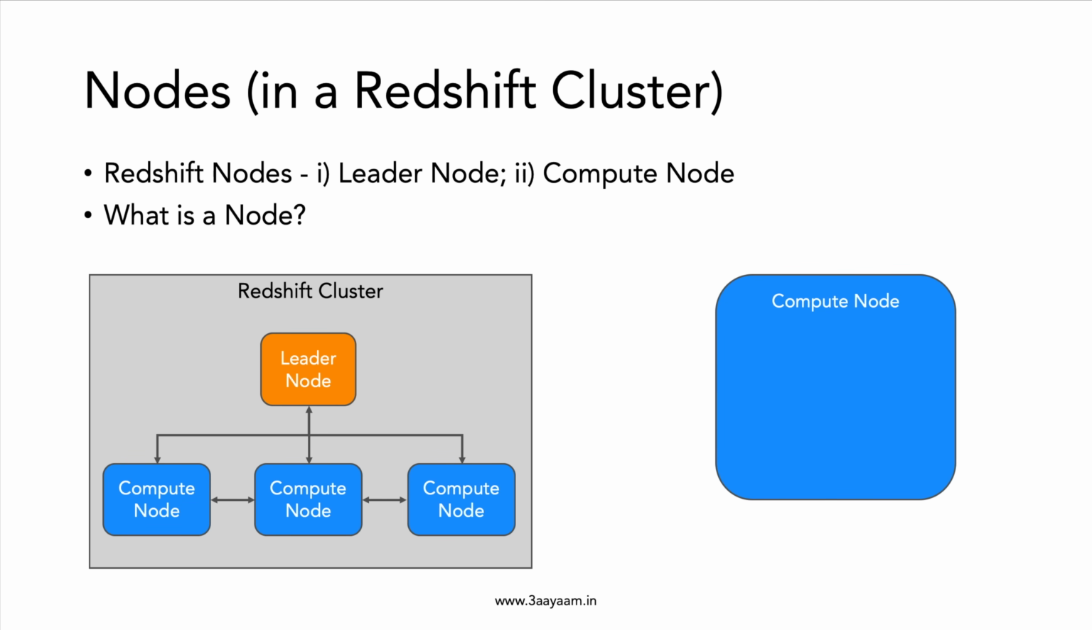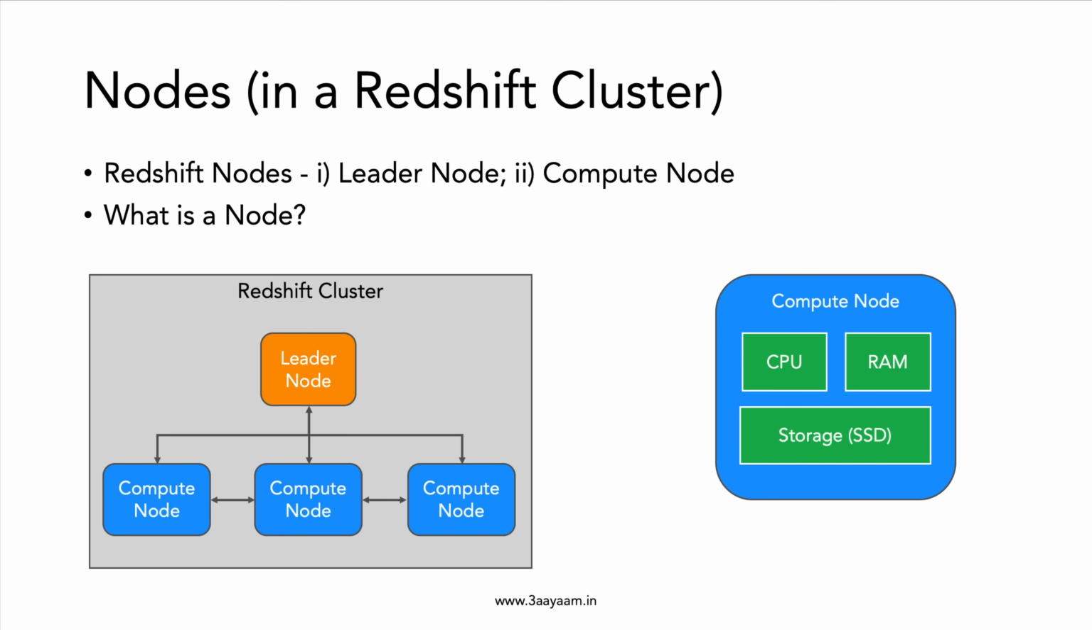Now let's zoom in to the compute node. So what does a compute node have? So again, it is similar to a server. It can be a physical server or a virtual server. In our case, of course, it is a virtual server or a virtual machine, which is nothing but an EC2 instance. So a compute node would have CPU and RAM. CPU is for processing, RAM is for memory, and then associated high performance SSD storage. So that's what a compute node is. Leader node would also have the same thing, but we do not have any visibility of leader node in the Redshift cluster because that is provisioned for us by default.